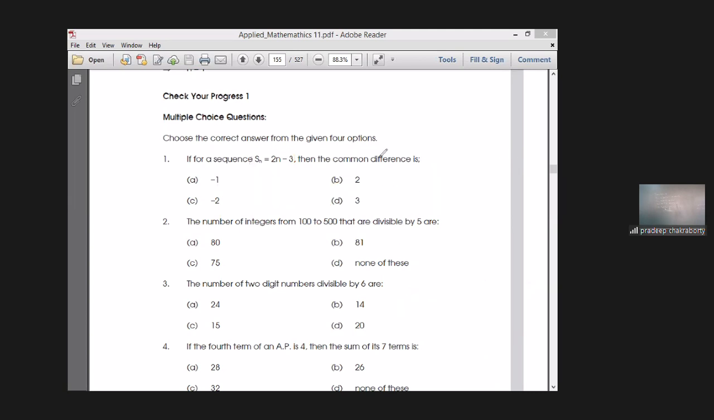Coming to the next question. Next question number 2. Question number 2 is the number of integers from 100 to 500 divisible by 5.